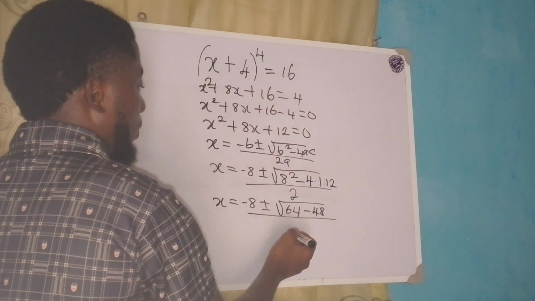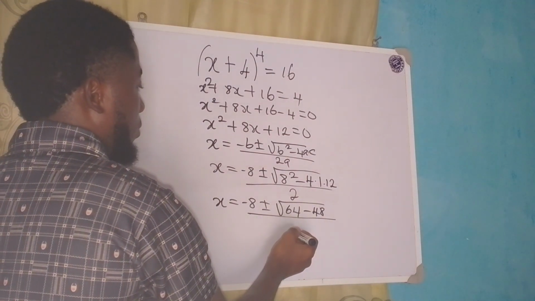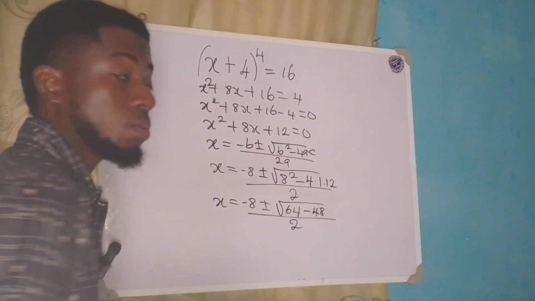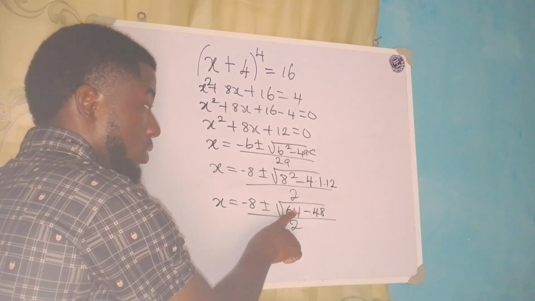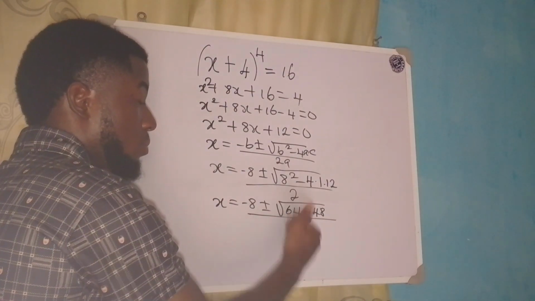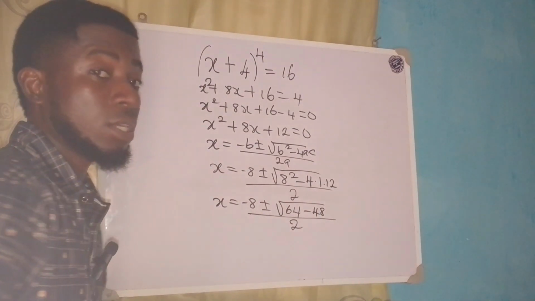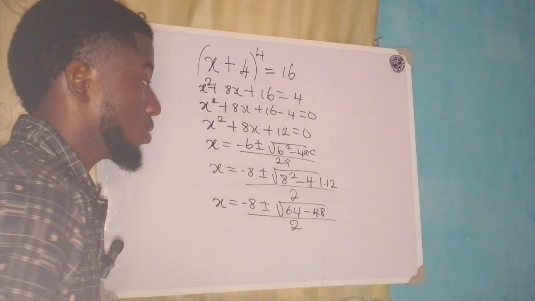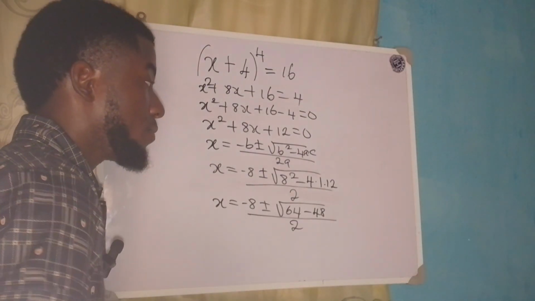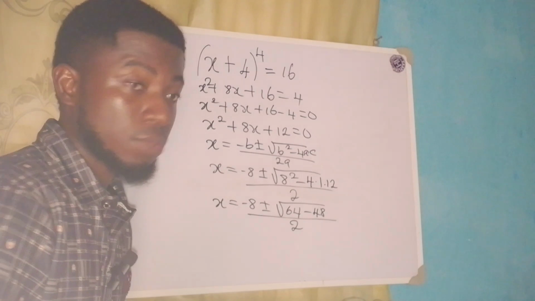Then we divide this by 2, right? Okay, so we'll go straight into it. Do not take the square root of 64 before taking the square root of 48. So what you have to do is to subtract. Okay, so you're going to subtract before you can take the square root.